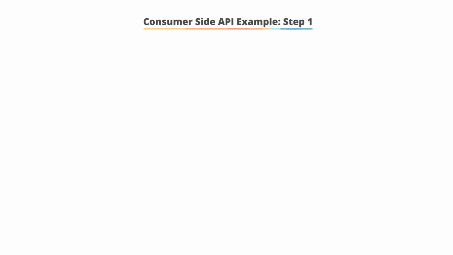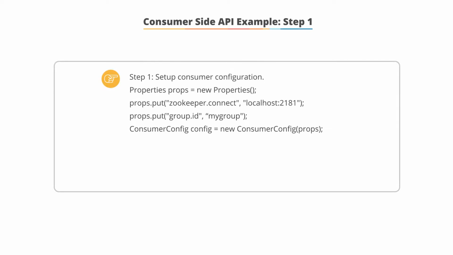For the consumer-side API, step 1 is to set up a consumer configuration. So we will create a new instance of Properties called props. We'll then call the props.put method, passing it zookeeper.connect and the location, localhost:2181, for the Zookeeper connection. Then props.put will be used to pass the group ID, in this case, my group. And consumer config will get a config file created with an instance of new ConsumerConfig, passing it the props object that we just created.